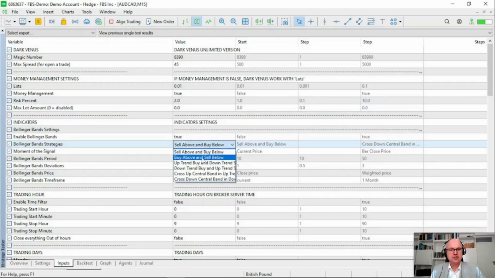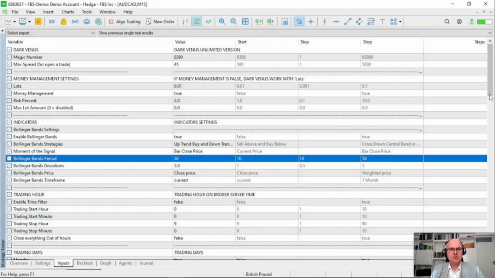Additionally, I'm going to change to strategy number 3 of the Bollinger Band strategy types, and I'm also going to change the middle band period from 20 to 50 and the deviation from 2 to 3.